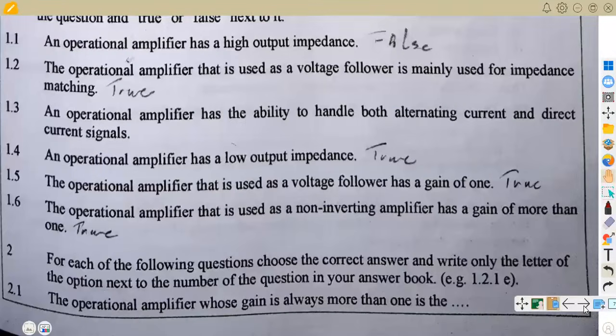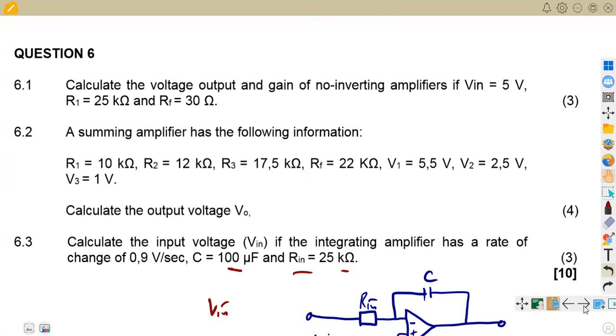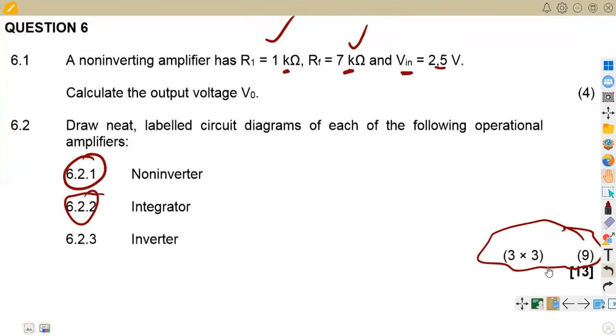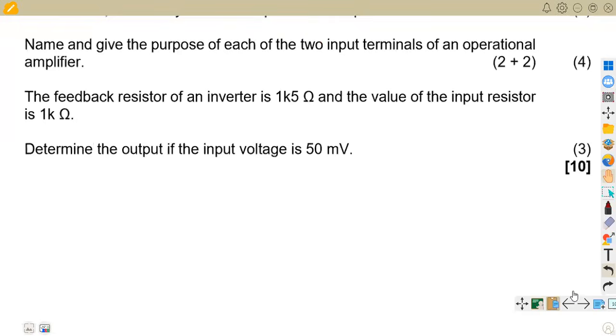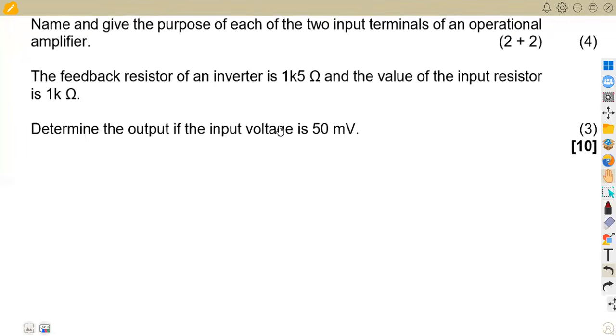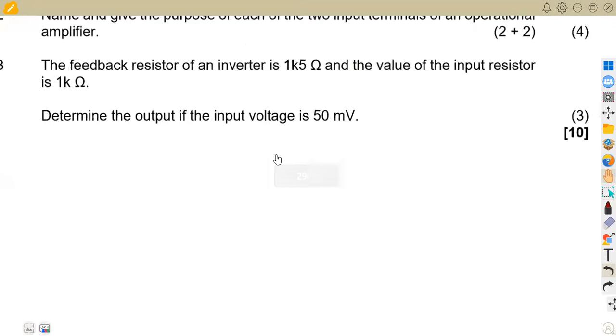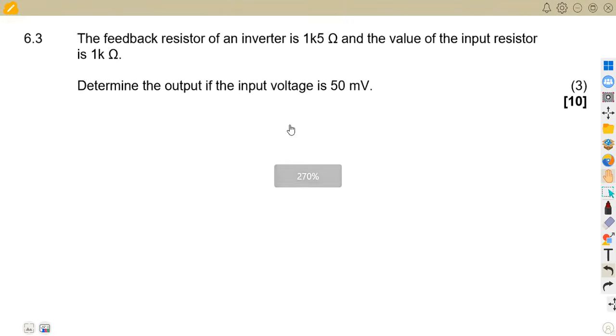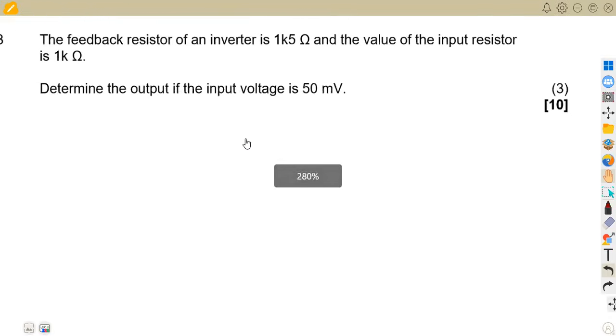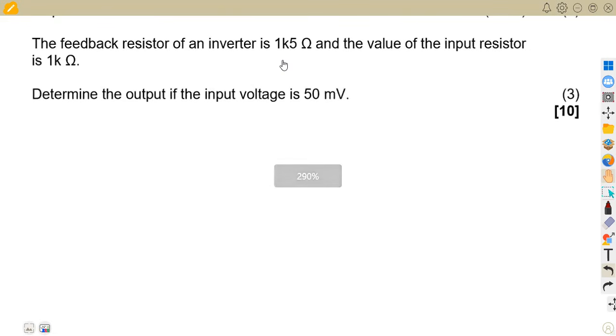So let us check the other part. I think it was just a calculation there. All right, no, this is the one. The other part here, it's a calculation. So we talked about these 4 marks for that. Then we are given 6.3. The feedback resistor of an inverter is 1.5 kilo ohm, and the value of the input resistor is 1 kilo ohm. Determine the output if the input voltage is 50 millivolts in this case.